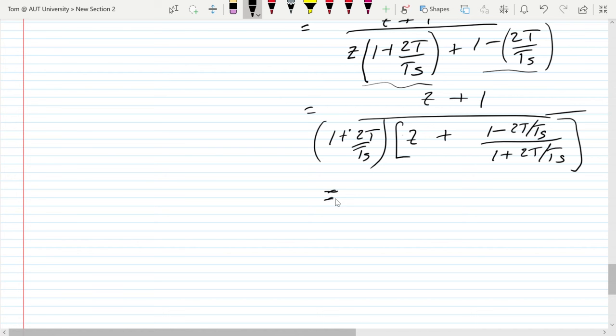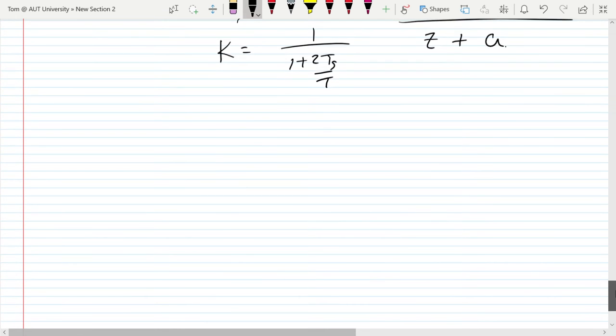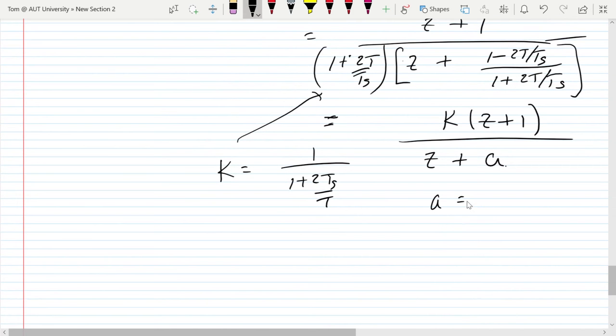But so I can define some variables now. I can say this is equal to K times z plus 1, where K is a constant, over z plus a, where K is equal to 1 over this guy here, 1 plus 2T over Ts, and a is equal to 1 minus 2T over Ts. That's the sampling interval, over 1 plus 2T over Ts.